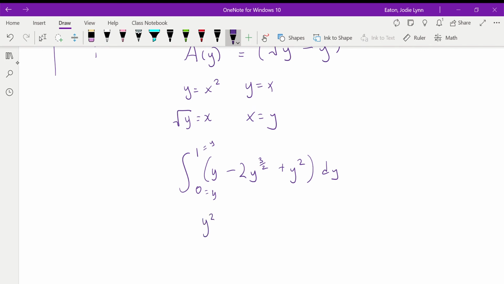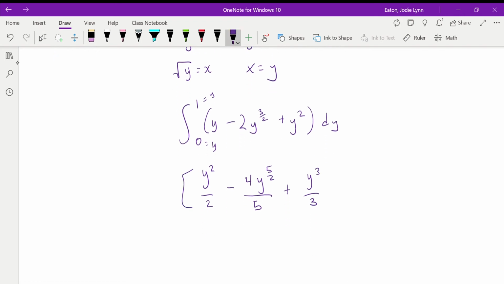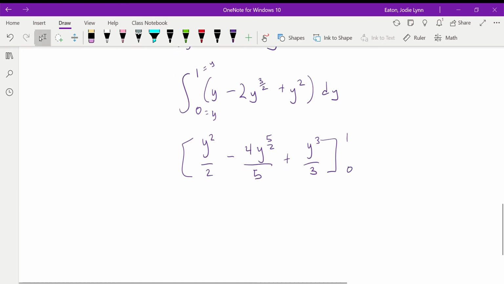We get y squared over 2 minus 2. We're going to divide. We get y to the 5 halves, and we're going to multiply by 2 fifths, so that is 4 fifths, plus y cubed over 3. And now we're going to evaluate this from 0 to 1. So we get here 1 half minus 4 fifths plus 1/3.